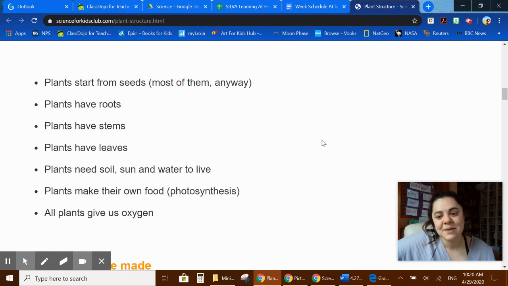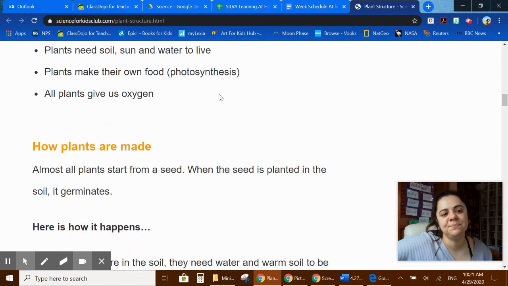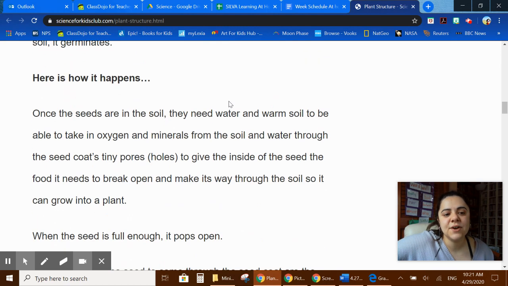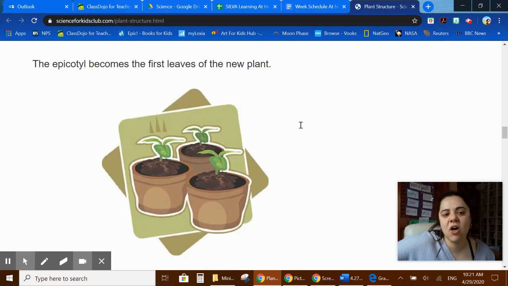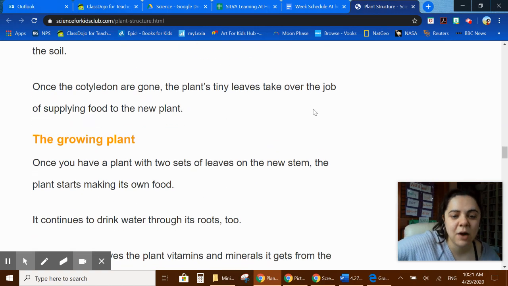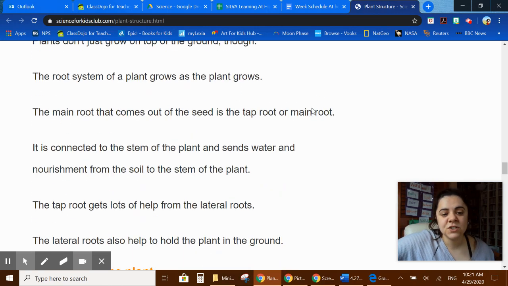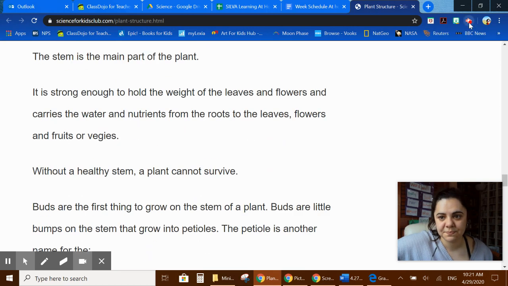Plants have roots. Plants have stems. Plants have leaves. Plants need soil, sun, and water to live. Plants make their own food. And this is a big word called photosynthesis. That's the process of the plant making its own food. And plants give us oxygen. So this is all about how plants are made, how it grows. Super cool stuff.